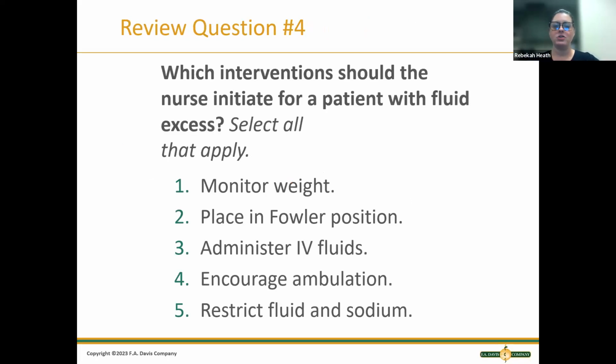All right, another review question. Which intervention should the nurse initiate for a patient with fluid excess? Select all that apply. So we know there's at least one, probably more than one answer. Monitor weight, place in Fowlers, administer IV fluids, encourage ambulation, restrict fluid and sodium. So take a minute and think what you would choose.